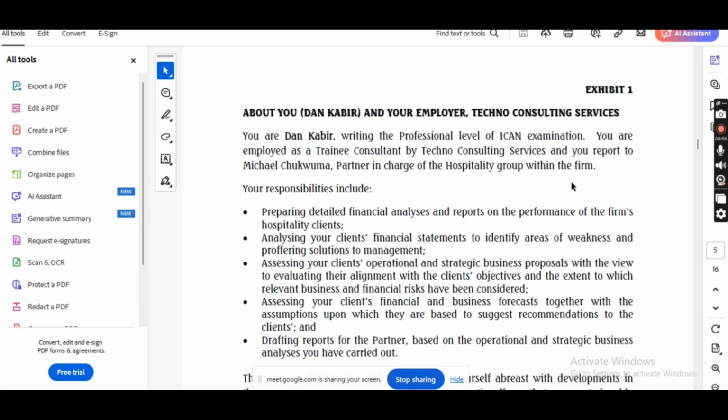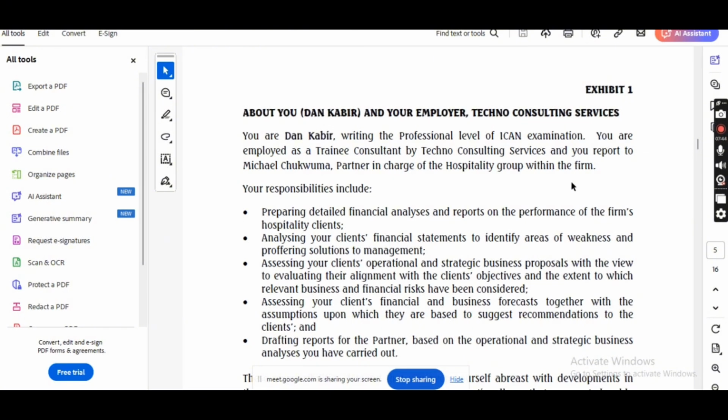Now, what are your responsibilities? Your responsibilities include preparing detailed financial analysis on the performance of the firm's hospitality clients. You can see that they mention clients, which means that Techno Consulting Services is a consulting firm, right? And definitely they will have clients in hospitality. So now you have to do a financial analysis on the client's financials, right? This tells you that this is an external report. There is no doubt about it. It is like 95 to 99% an external report.